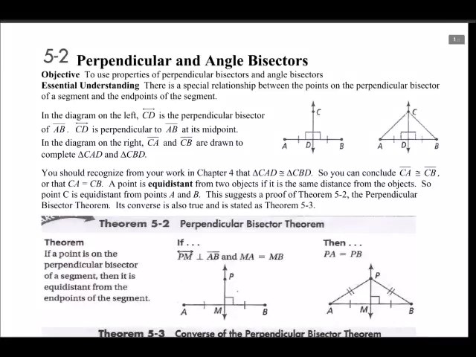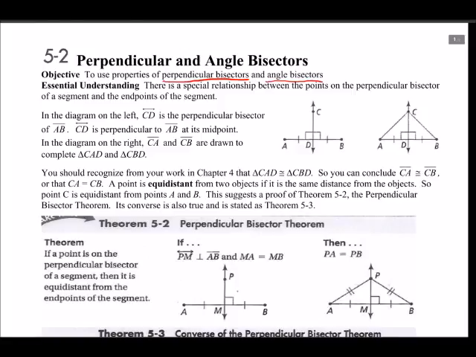5.2 Perpendicular and Angle Bisectors. In this lesson, we are going to talk about perpendicular bisectors. We are fairly familiar with those. Remember, perpendicular and bisect are two separate things. And angle bisectors.